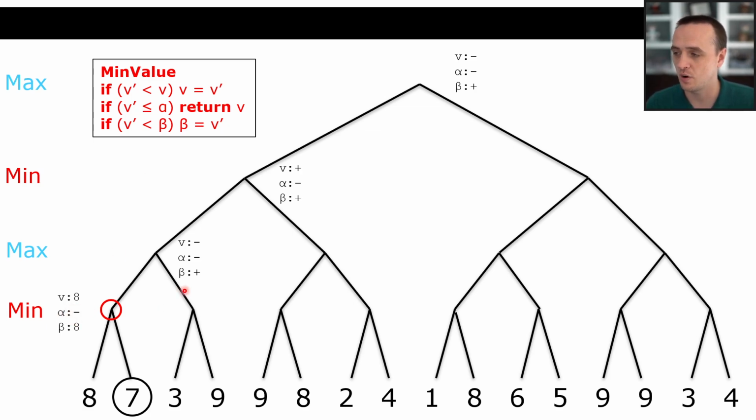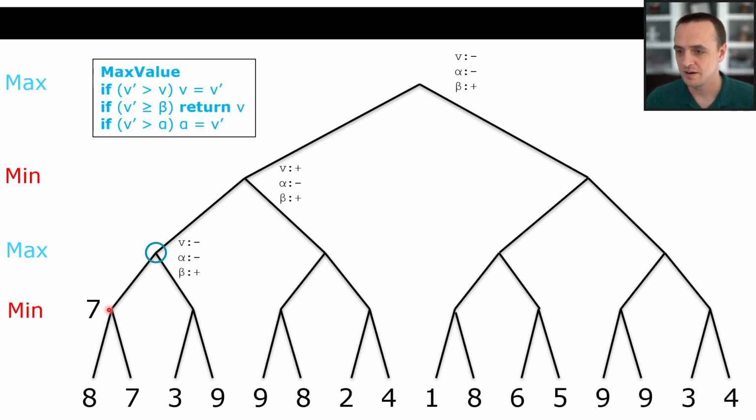No, it's not. So I'm not going to be returning the value. If v prime is less than beta, beta equals v prime. So after looking at that, I can say, okay, yes, I did set a new value because 7 was less than 8, which was v, and 7 was less than beta as well. So now I have finished this particular node's minimizing step.